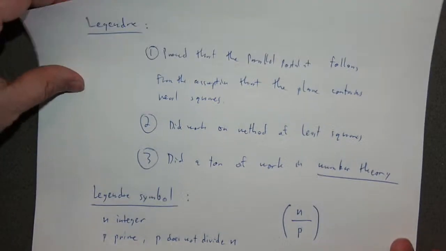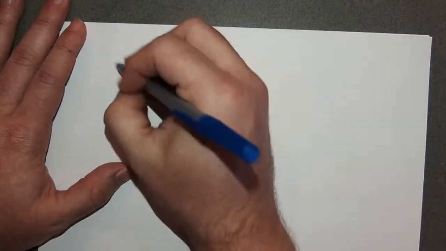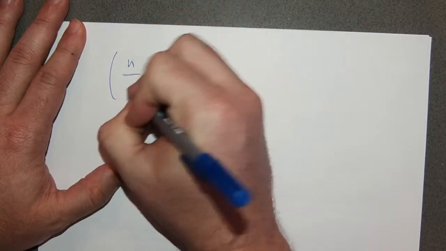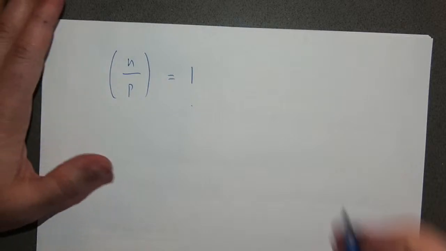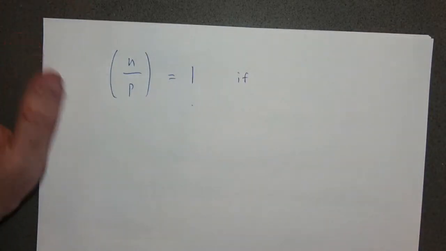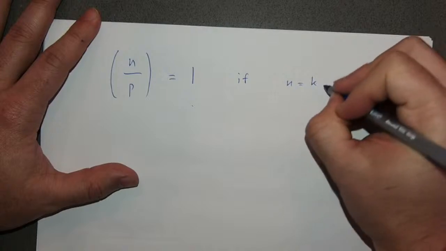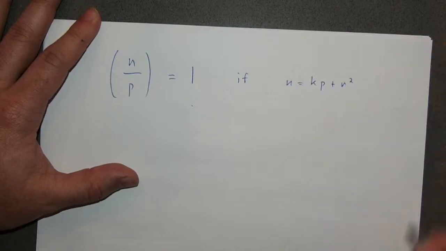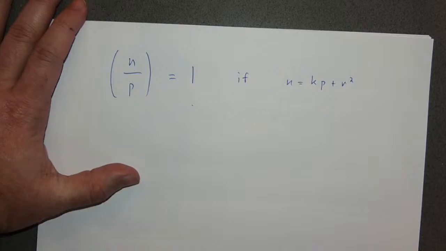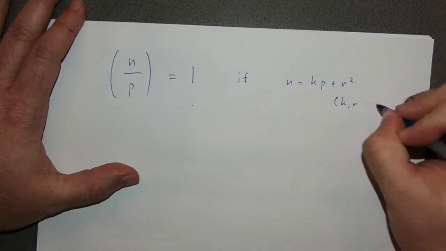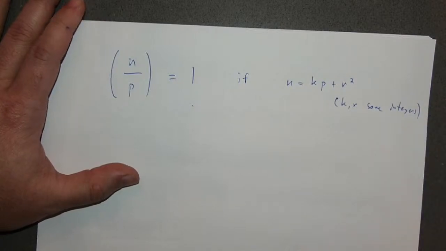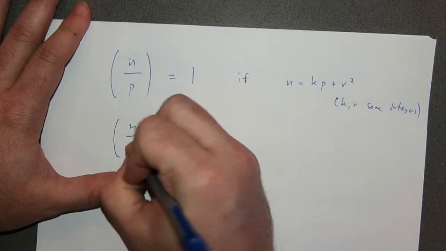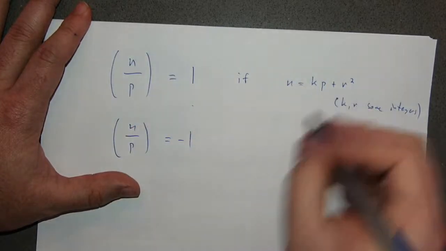So what is this thing? It's either 1 or -1. Those are the only two options. And so the Legendre symbol n over p we'll say is equal to 1 if n has the form n = kp + r squared, where k and r are some integers. And the Legendre symbol n over p is equal to -1 if it is not of this form.